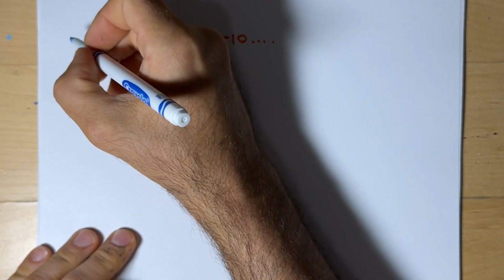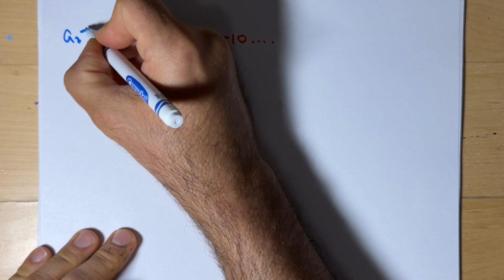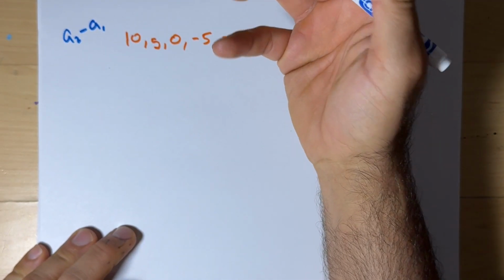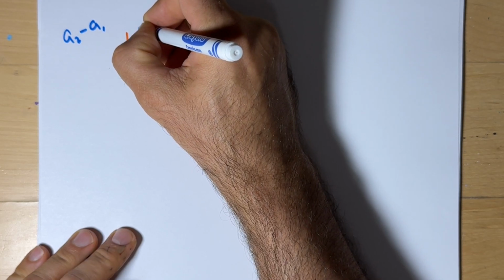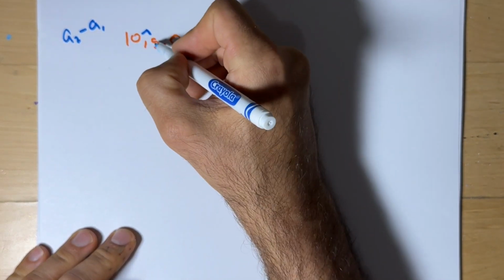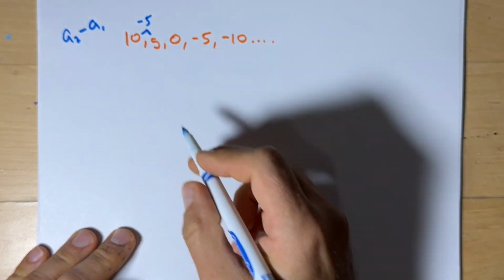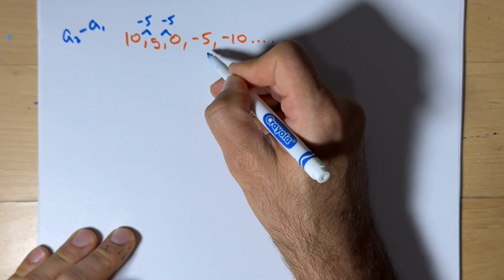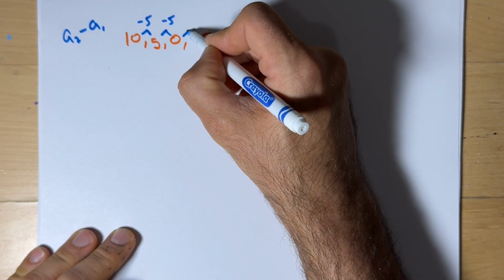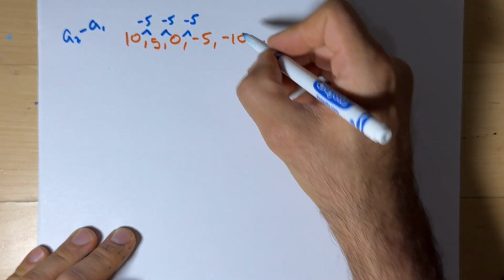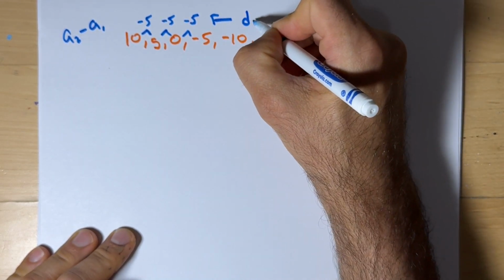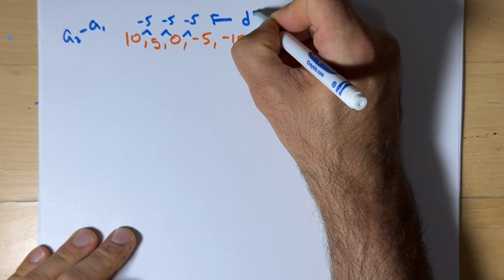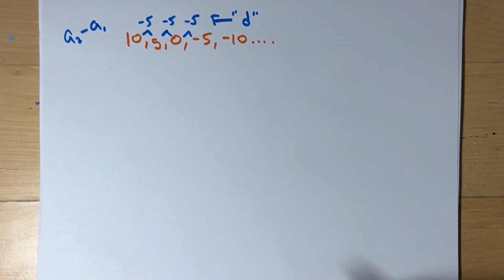So let's test it. We take our second one minus our first one. 5 minus 10. And if we needed a calculator, we could use that, but it's good to know our integers. 5 minus 10 is negative 5. 0 minus 5 is negative 5. Negative 5 minus 0 is negative 5. So we have our common difference in between them. The difference in between each one, call that our d, is negative 5.